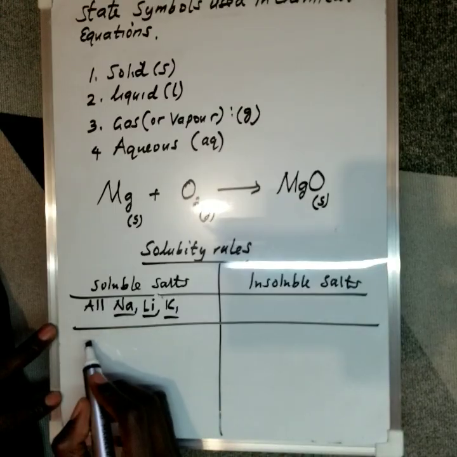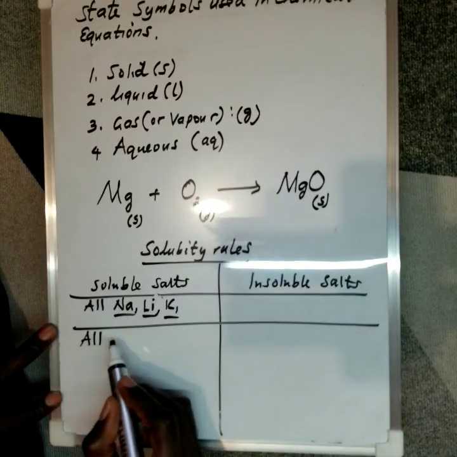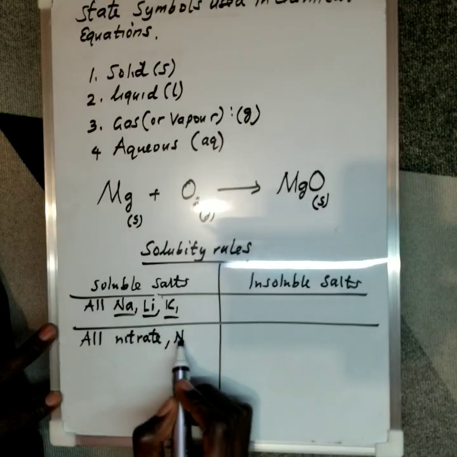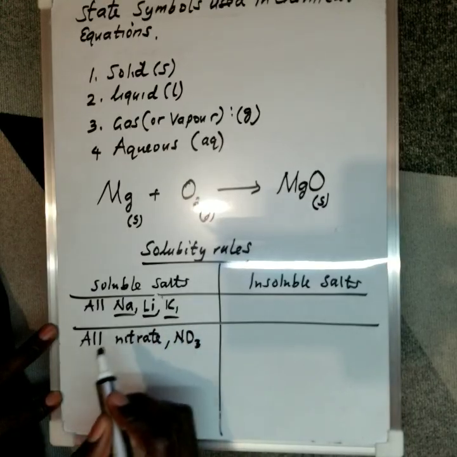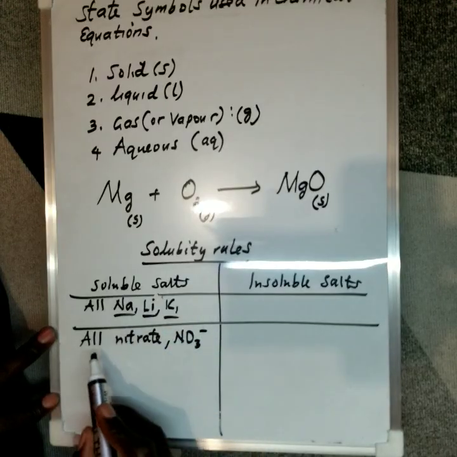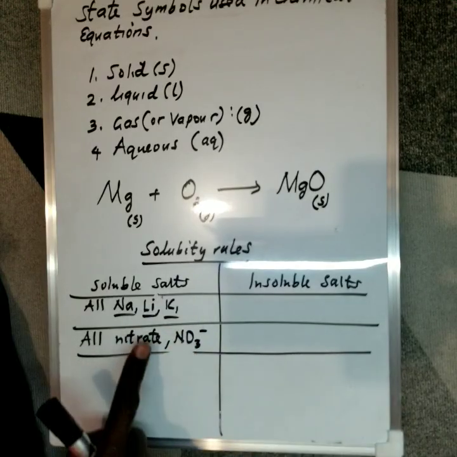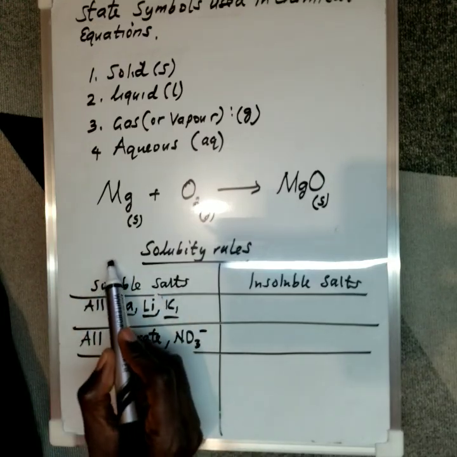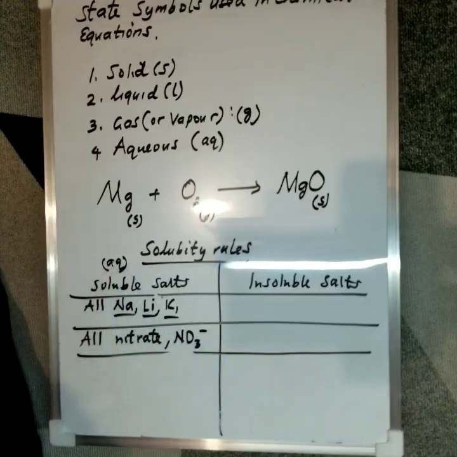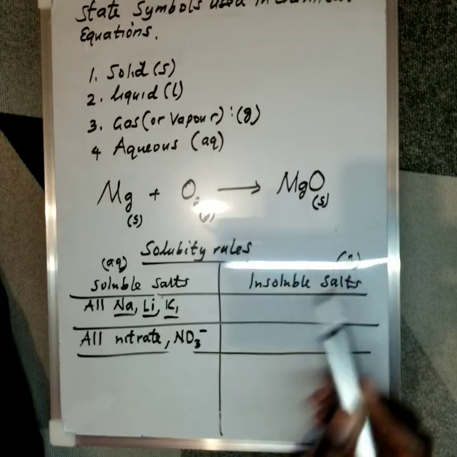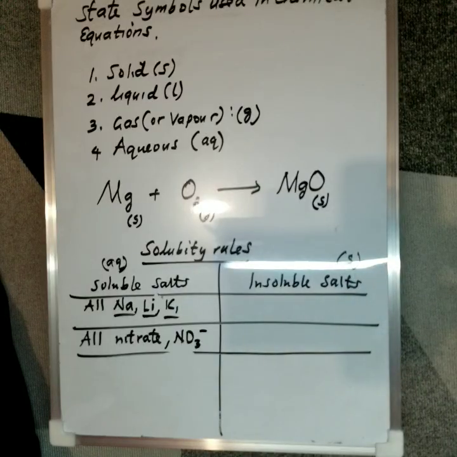In this case, again, you need to remember that all nitrates, anything that contains a nitrate, NO3 ion in it, is actually soluble. So you need to know. If it is soluble, it simply means that for all those substances that are soluble, we are going to be using the word aqueous, because they are actually soluble. For those that are insoluble, we are going to be using the state symbol solid there.